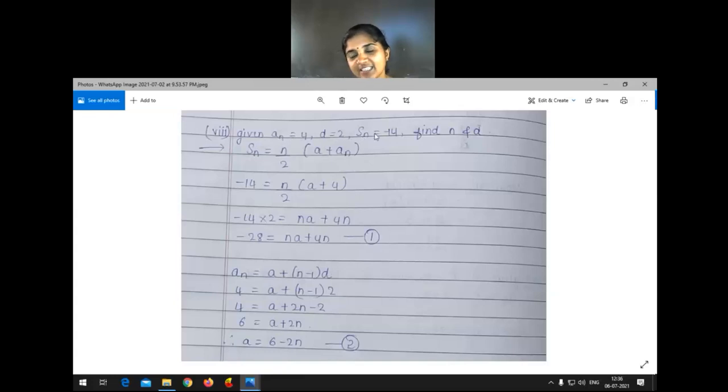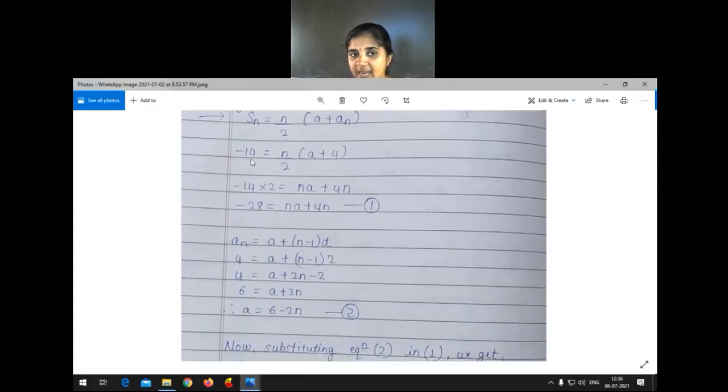Sn is given. Sn is equal to n by 2 into a plus an. Now Sn is minus 14, then n by 2 into a, where a is unknown, then an is 4. Transfer this 2 to this side, then minus 14 into 2 is equal to na plus n into 4, which is 4n. So minus 28 is equal to na plus 4n. We got this type of situation, so we cannot simplify further. Better take this as equation number 1.